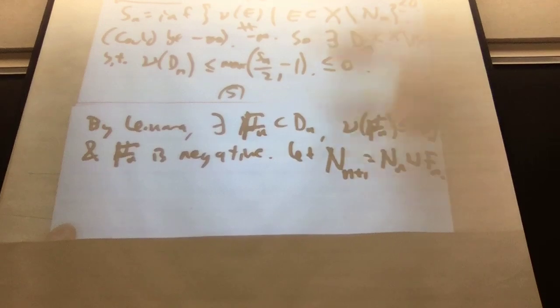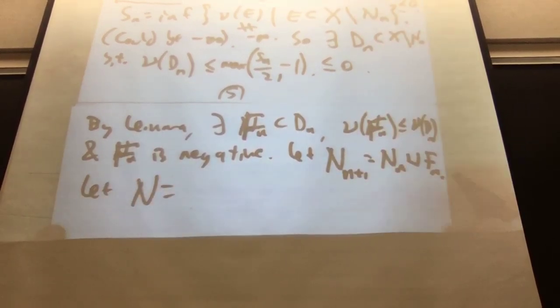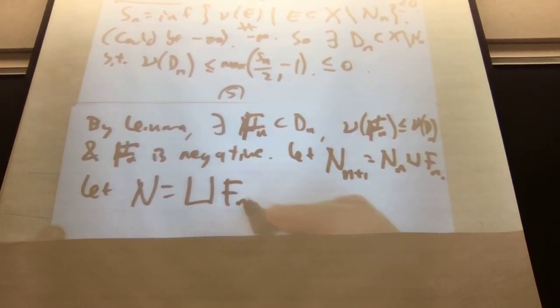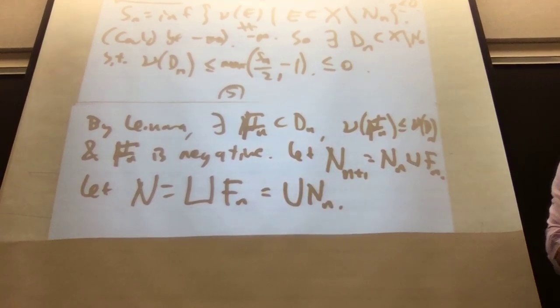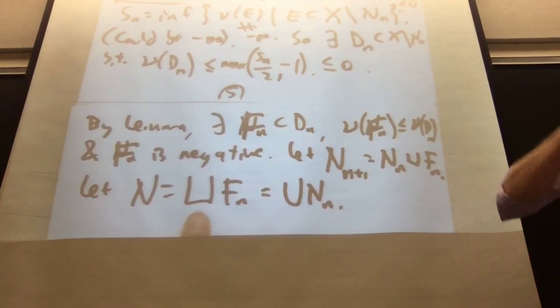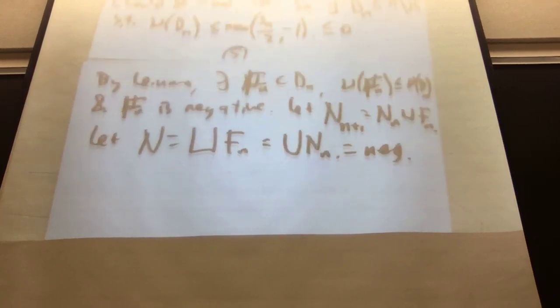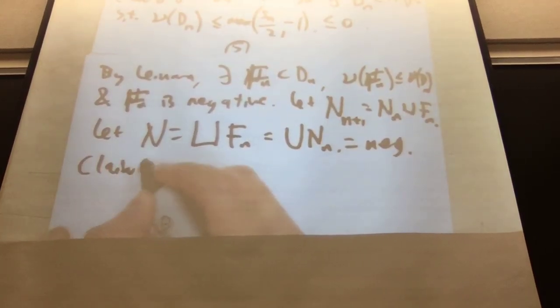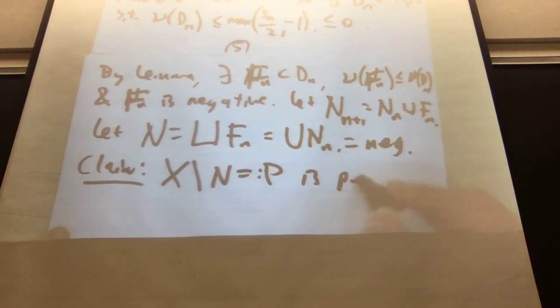And so when we continue this induction, at the end, let N be this disjoint union of all of the Fn's, which is the not disjoint union of the N's. All of the Fn's are negative. Countable unions of negative sets are negative. This is negative. And the claim is that X take away N, which I will define to be P, is positive.